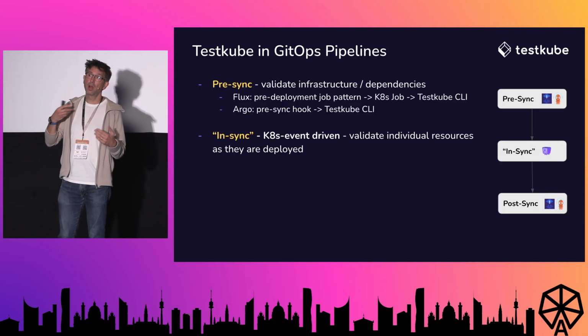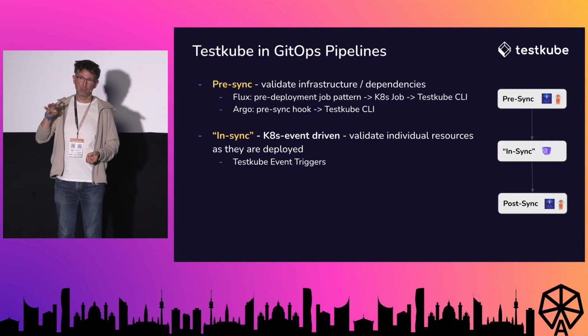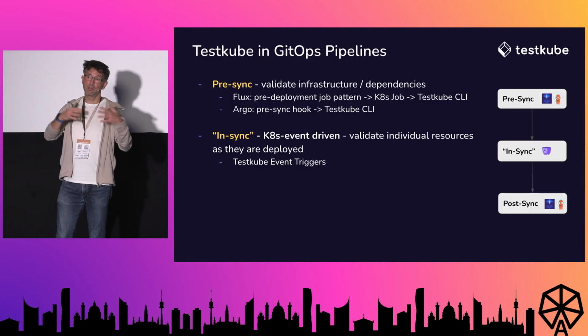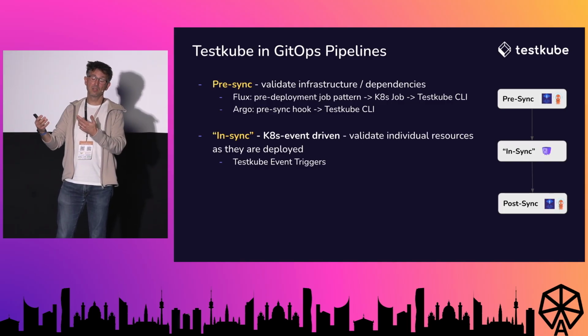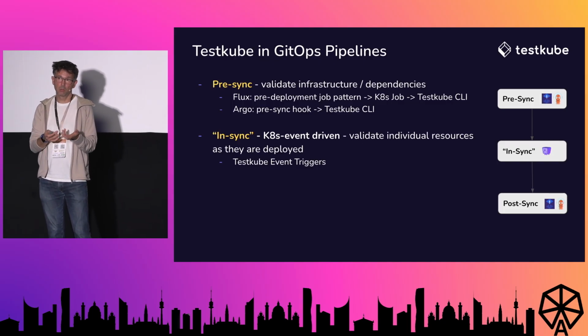In sync, meaning while the components are being deployed, Test Cube can hook into your Kubernetes infrastructure and run tests whenever things are updated. So this can be a super powerful way just to validate individual components, regardless if they're updated with Argo or Flux or just by kubectl apply.